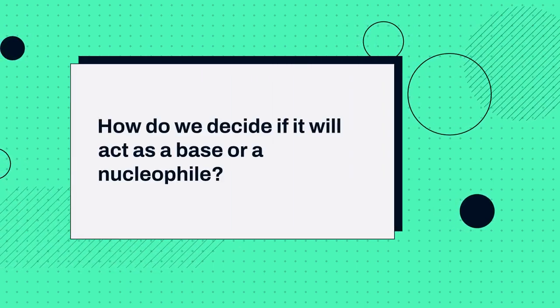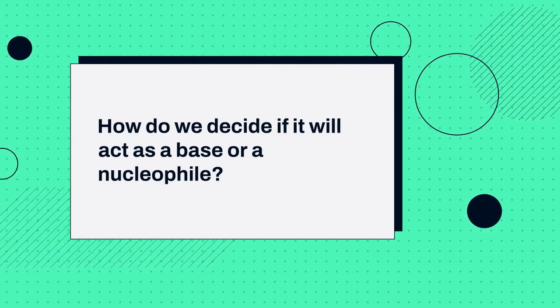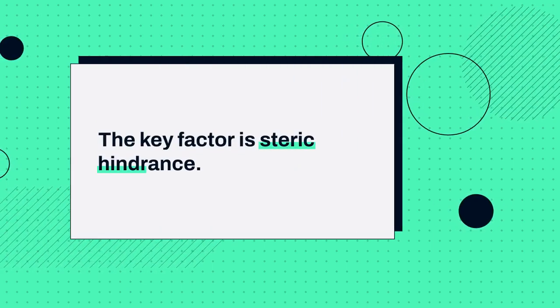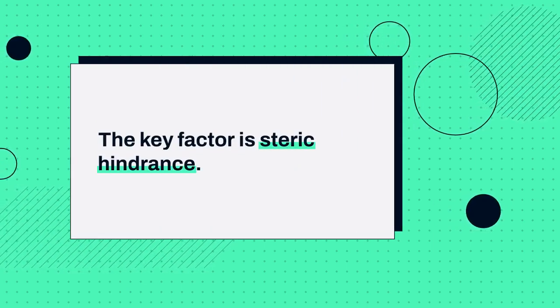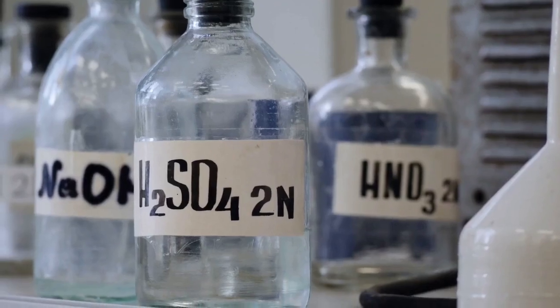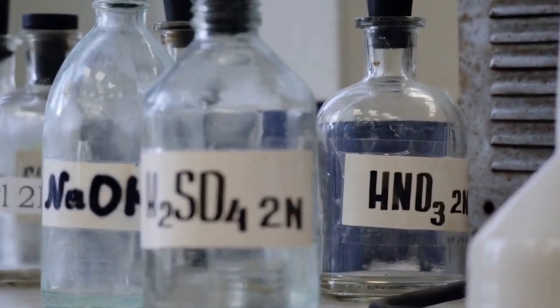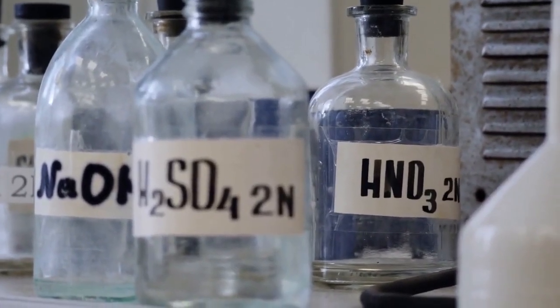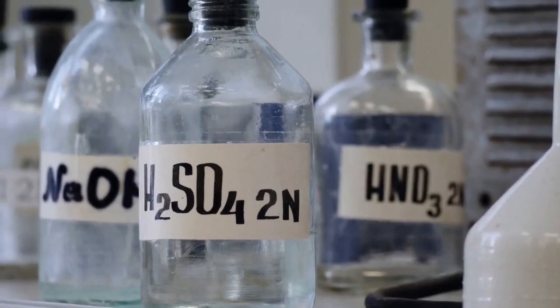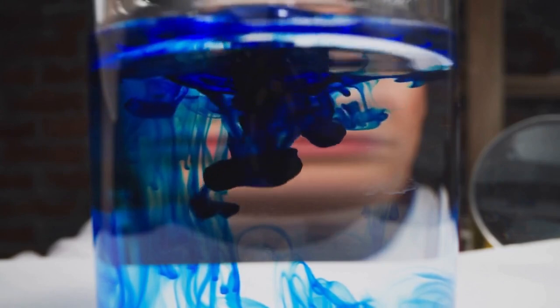So, how do we decide if it will act as a base or a nucleophile? The key factor is steric hindrance, or how crowded the reaction site is. If you have a primary alkyl halide with very little crowding, the nucleophilic attack, SN2, is favored, and you'll form an ether.